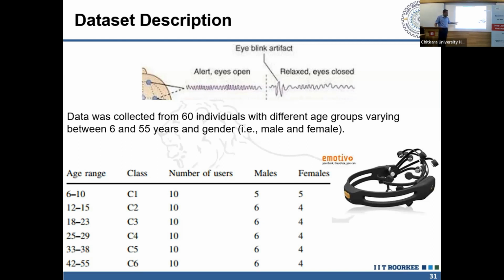It's not a regression problem, but a classification problem. We are going for a 6 class problem. Given some EEG data, we just say which group it is from, C1, C2, up to C6.